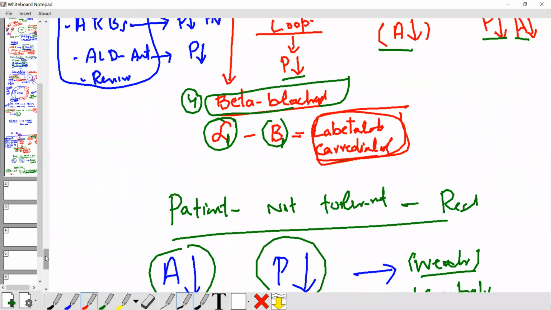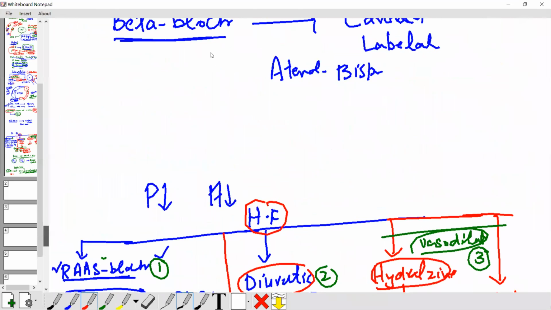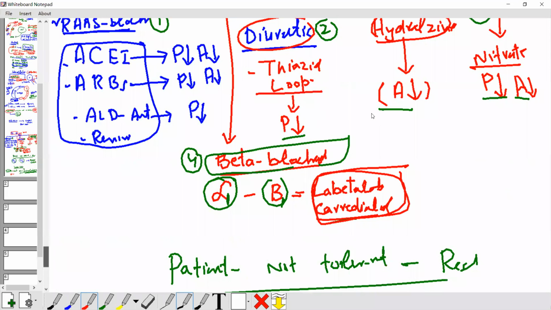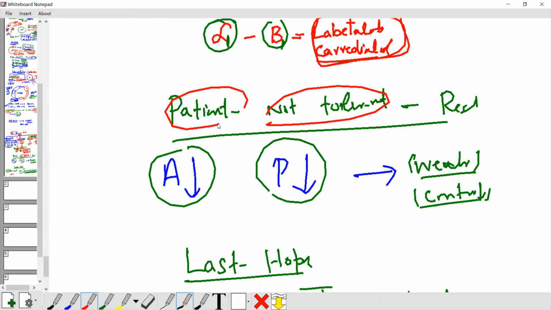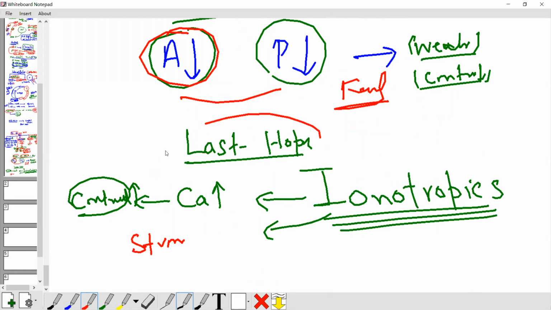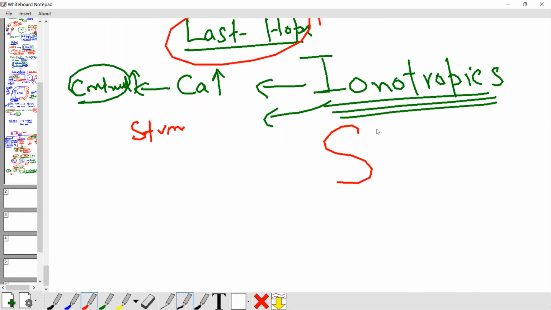Before, we were just trying to reduce the preload and afterload, because the heart is already much weak. Now when the patient does not tolerate or does not respond to this therapy, the principle here, decrease preload and decrease afterload, now fails. The patient's condition is getting worse. Then we only have the last hope. We give inotropes. What the inotropes do is strongly contract the heart.